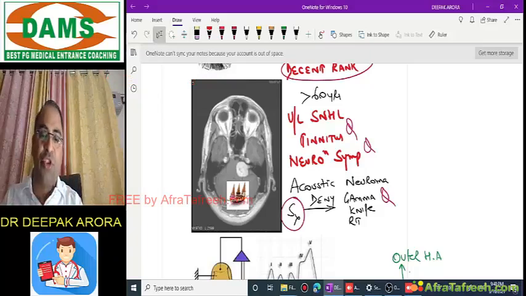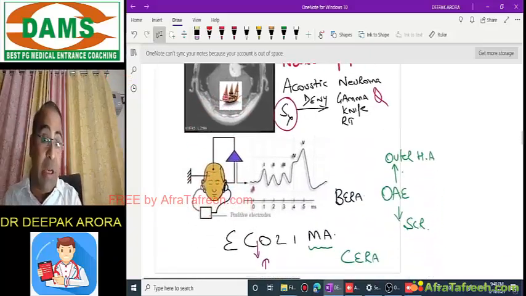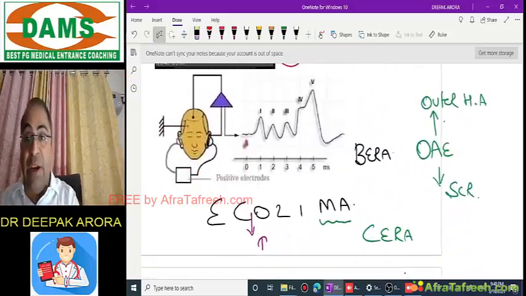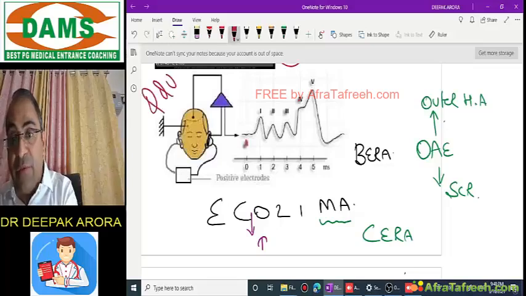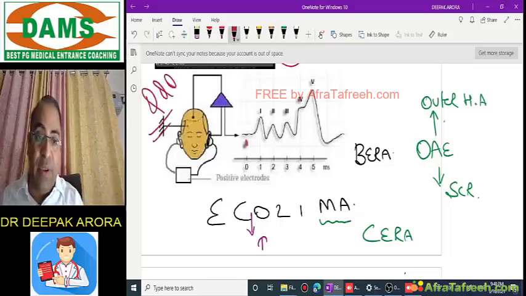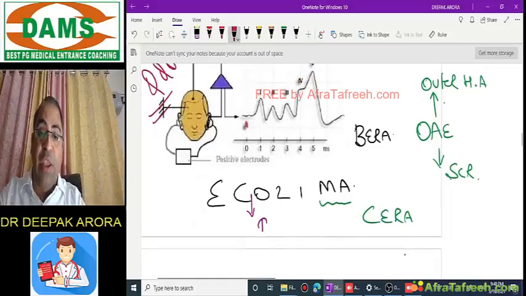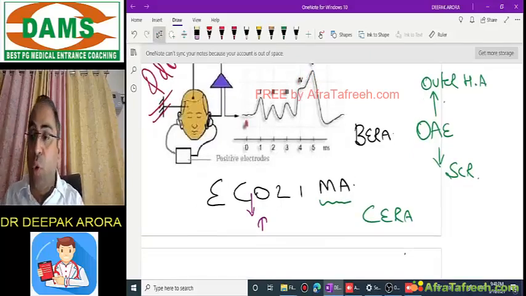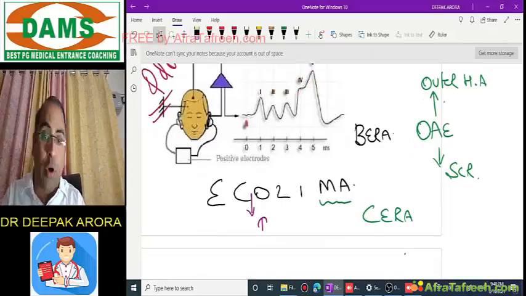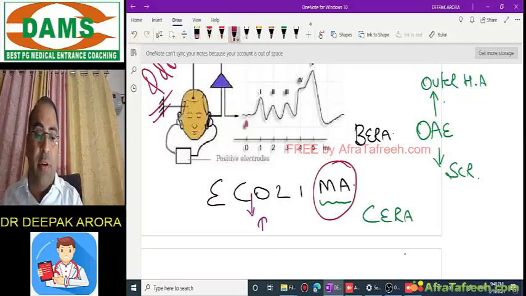One minute for the glomus tumor topic to be over. Beta, expected MCQ, please highlight this topic. This topic will be there. Beta, 7 waves are there. What is the mnemonic? Mnemonic is ECOLI: 8th nerve, cochlear nucleus, olivary, lateral lemniscus, inferior colliculus, medial geniculate, auditory cortex. For medial geniculate and auditory cortex, we have CERA, cortical evoked response audiometry. For the first 5 milestones, we have beta.